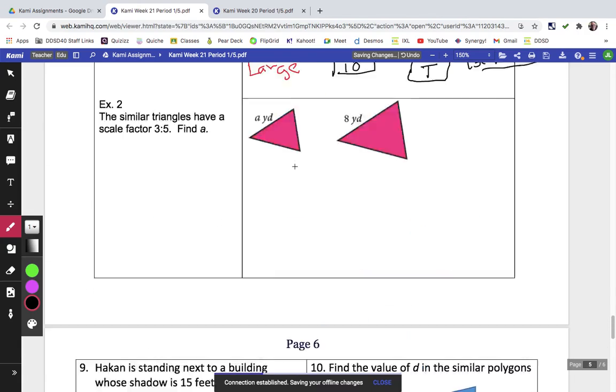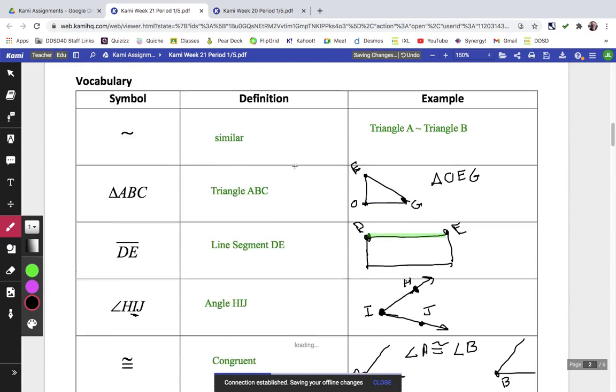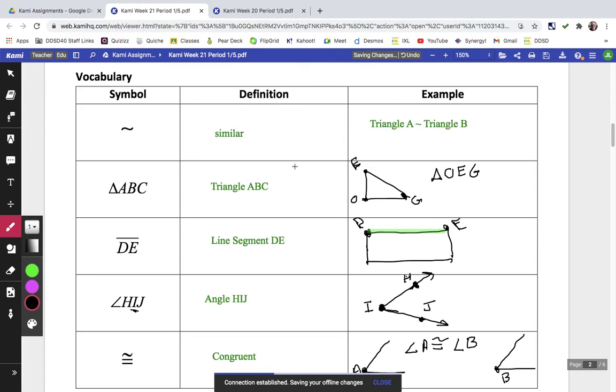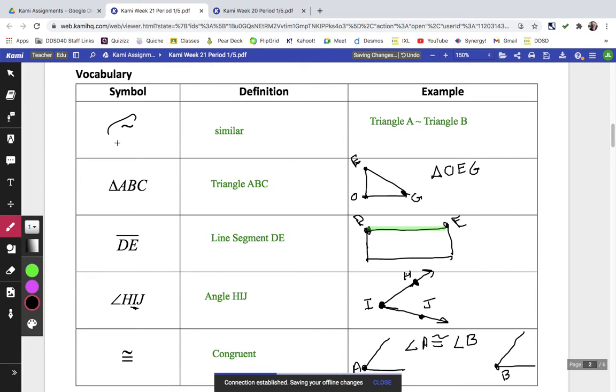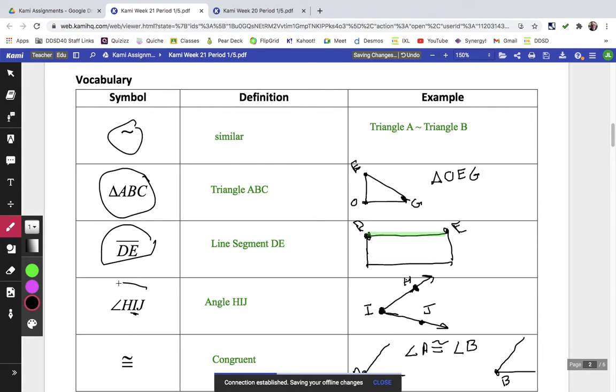And then we went up and we filled in this vocabulary right here. So this symbol here is similar. This is triangle ABC. It says line segment DE. This is angle HIJ. And in this one in particular, you have to have the I in the middle. It has to be the corner of the angle. It has to be what's called the vertex. The vertex has to be the middle letter, whenever you're naming it.